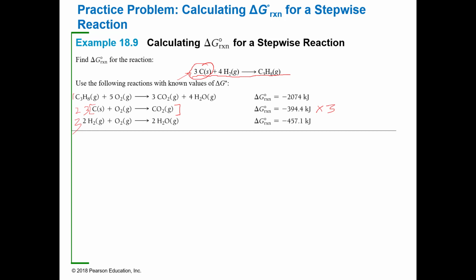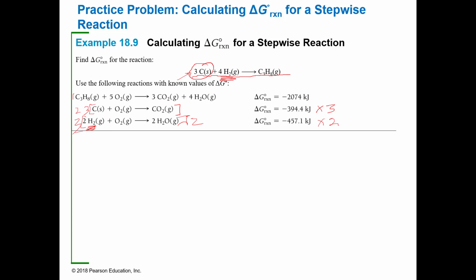Now, let's look at hydrogen. Well, the only equation that has hydrogen in it is equation number 3, and it's on the side we want it on. The hydrogen is on the reactant side up here, and it's on the reactant side here. So that tells me I'm not flipping this equation. I'm going to leave it as is. And it tells me that I need to multiply this entire equation by 2. And I'm going to put the 2 here so it doesn't conflict with the 3. So that tells me I'm going to multiply that one by 2.